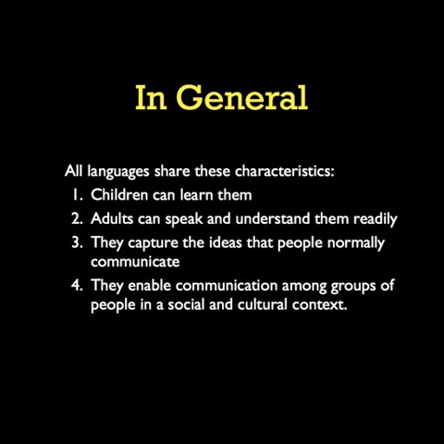So this actually comes from your book. So Kellogg has come up with these, which is basically distilling down the seven into these basic four. So all languages share these four characteristics. First, kids learn them, or children can learn them. Second, adults can speak them and understand each other readily, so that's the communicative bit. They capture the ideas that people normally communicate, and they enable communication among groups of people in a social and cultural context.